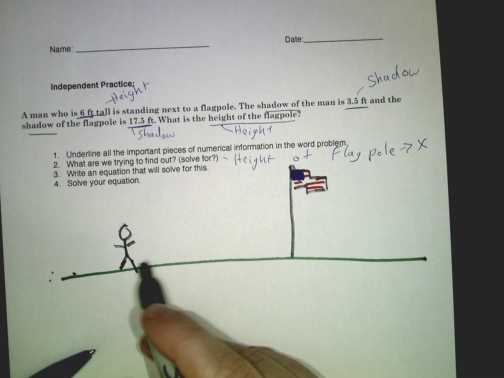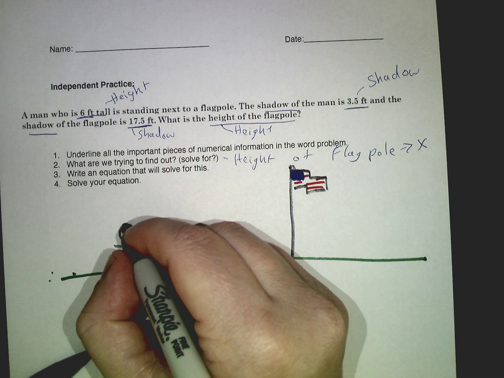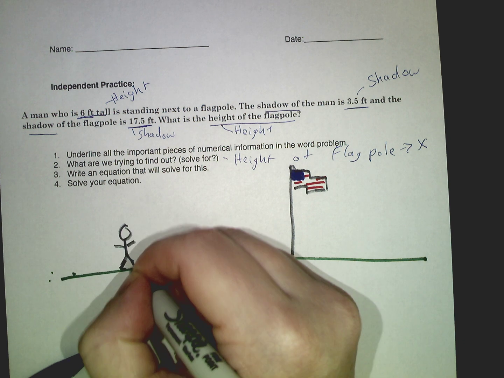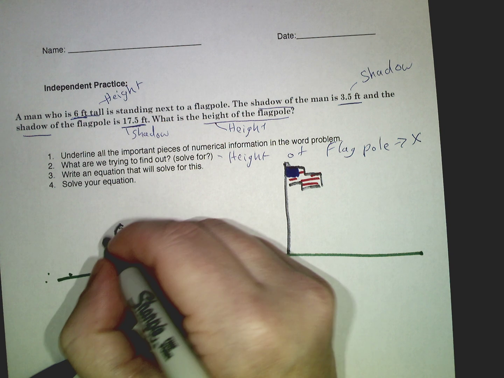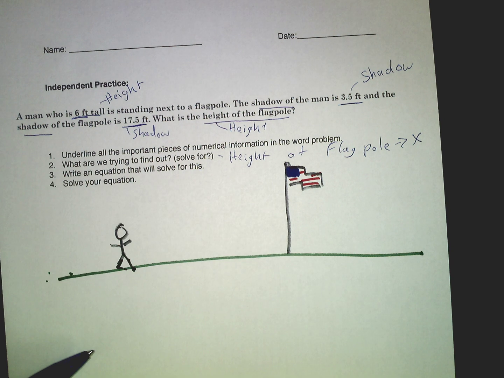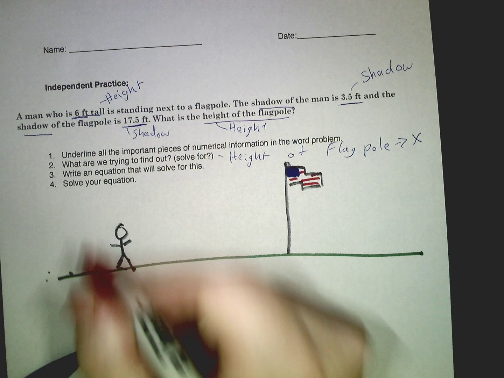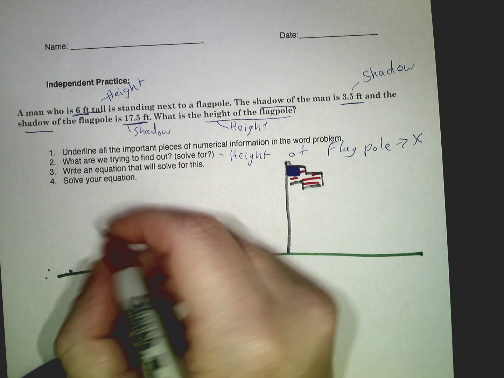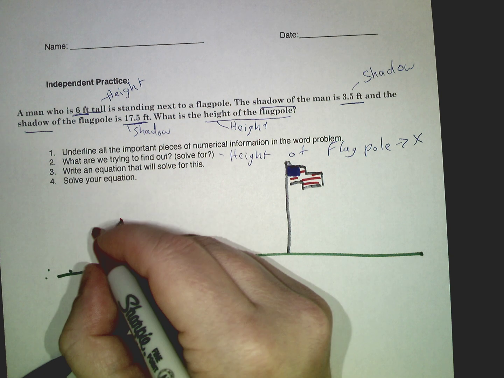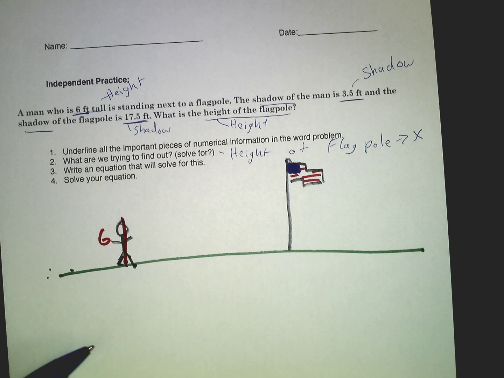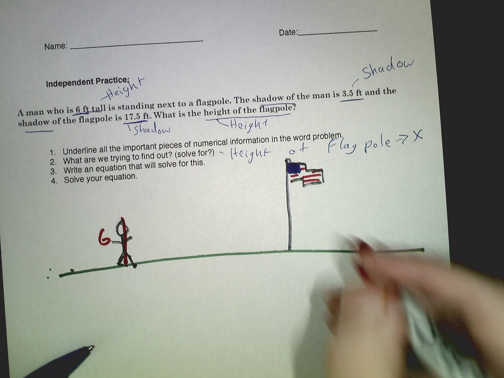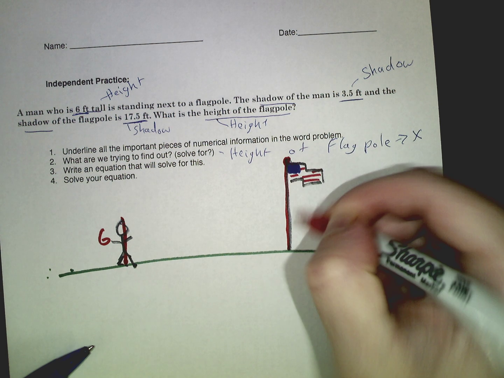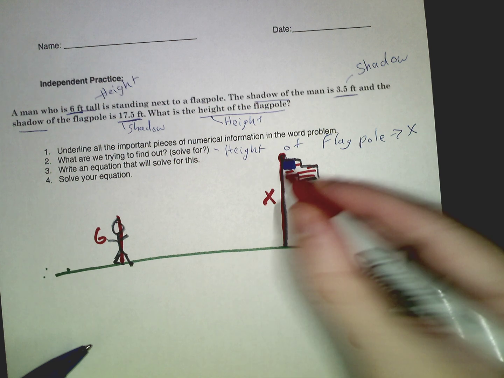Now, his height is from the ground up to the top of his head. And this height, I'm going to highlight it in red so we can see this. His height is 6 feet tall. Now the flagpole's height is the one we're solving for. That is going to be an x. I just don't know.